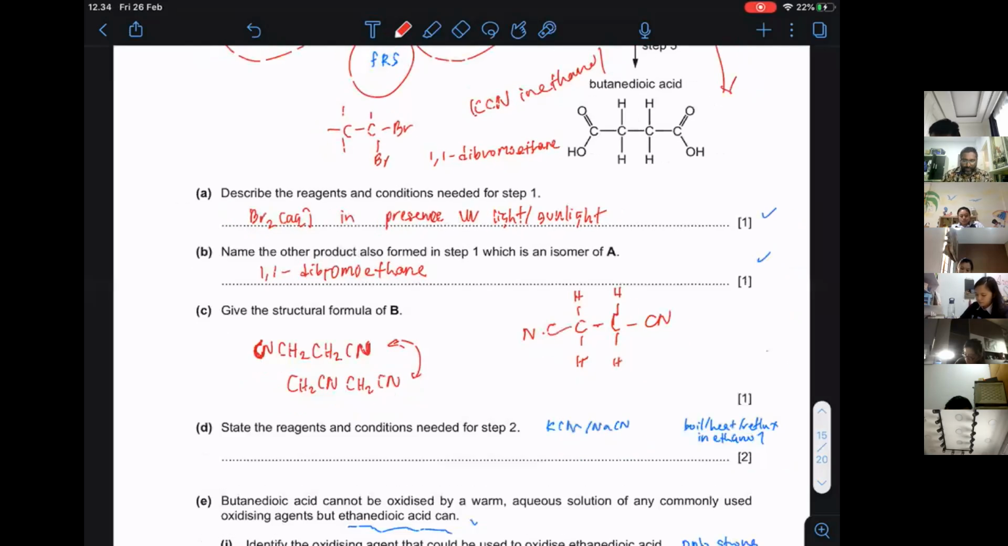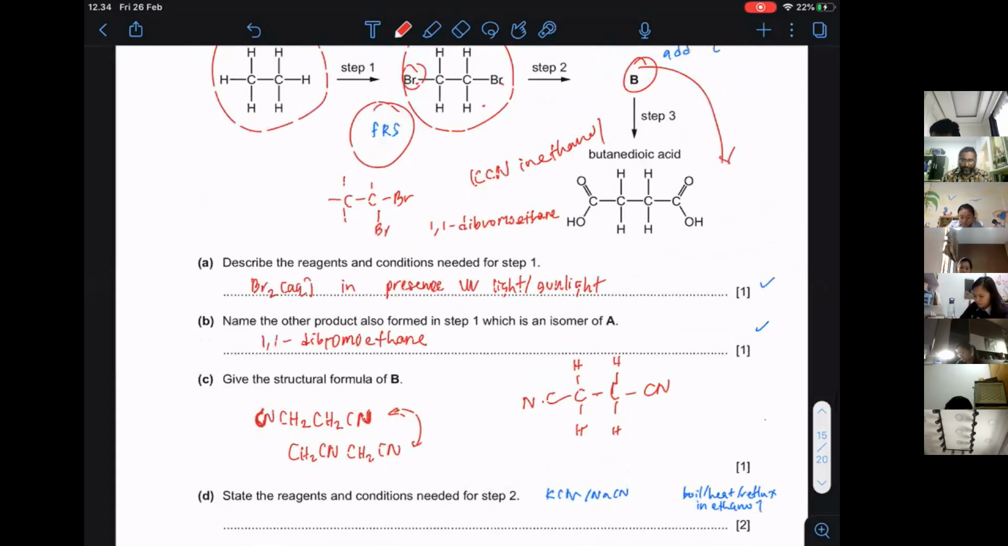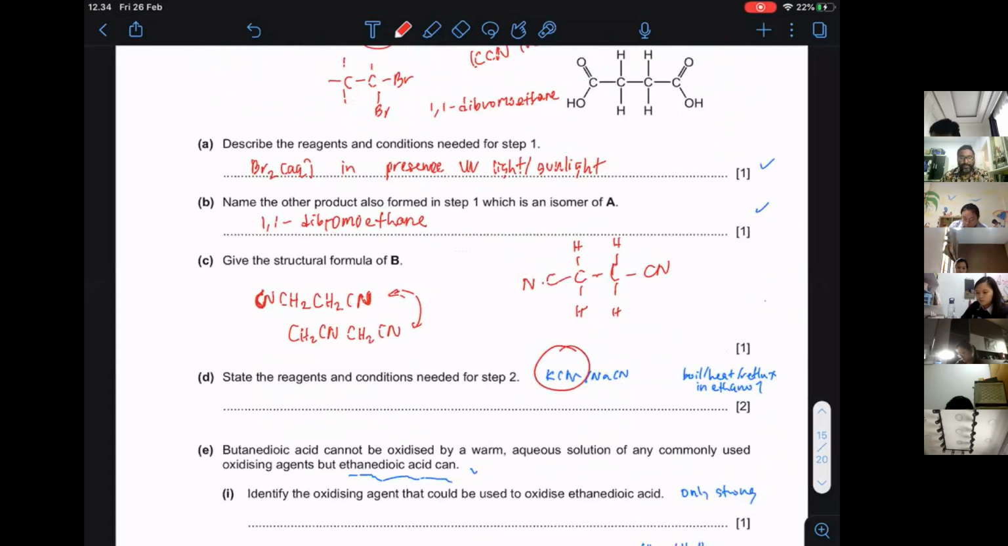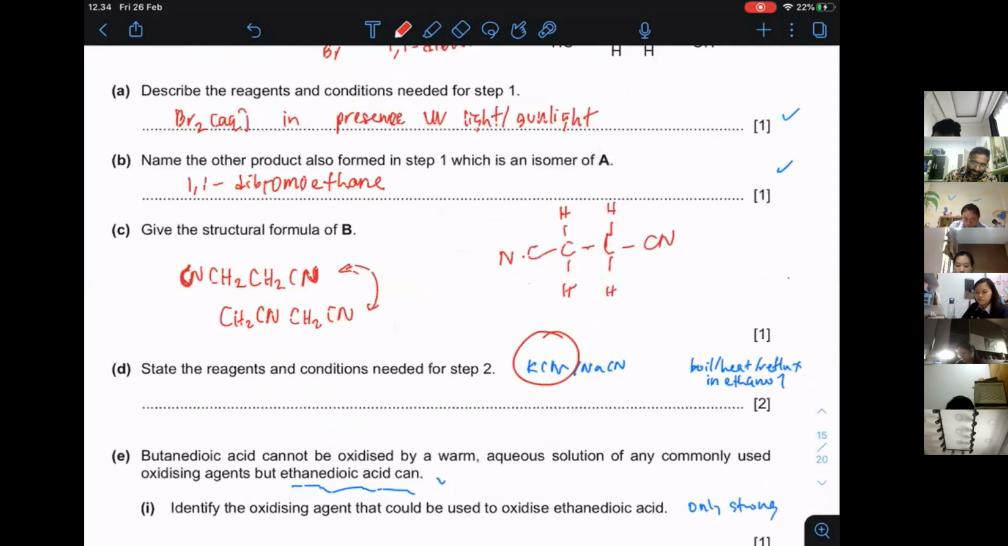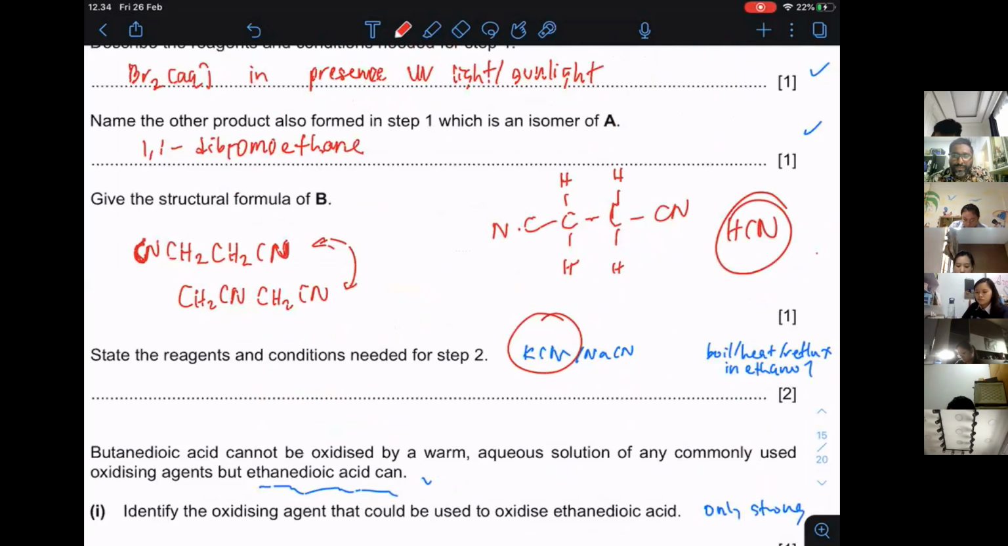Now state the reagent and condition needed for step number 2. This one is the KCN. You can use KCN. You can use NaCN. Do not go and use HCN. Don't go and use HCN. This one maybe I can ask someone. Anita, why can we not use HCN? When do we use HCN? In this question, we can use KCN and NaCN, but cannot use HCN. Why? Or where do we use HCN?